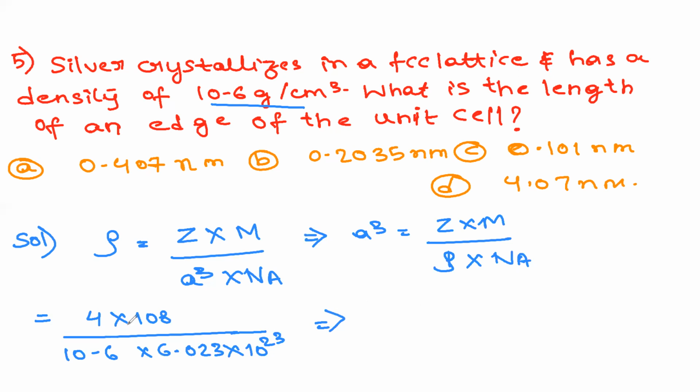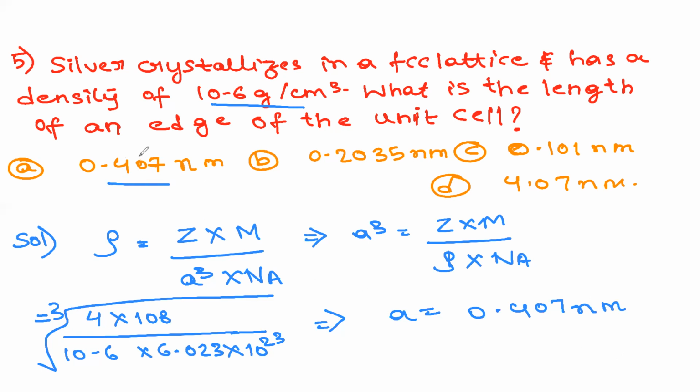After calculating, you will get the value of a cube, and a is equal to the cube root of that. So after solving the cube root of this, you will get the answer. a is equal to 0.407 nanometers. You have to calculate this in your notes. So this is the answer, and the option is the first option.